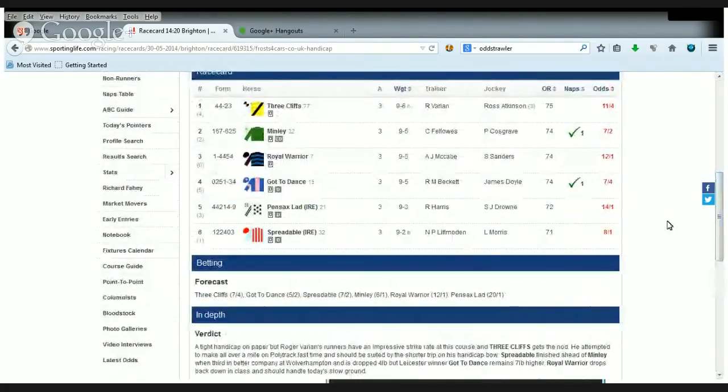A hard one, this one. I would just put money on Spreadable. I know what's going to win it because there's too many tipsters here. Got to Dance.